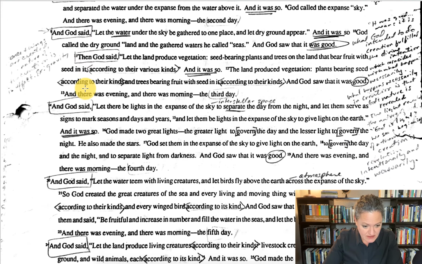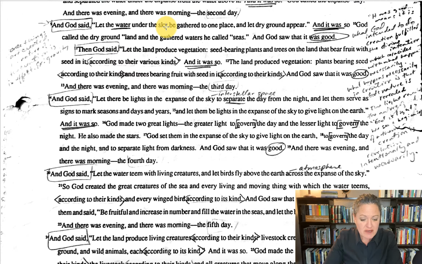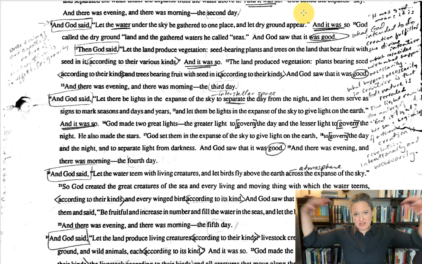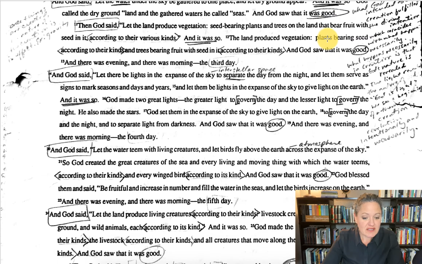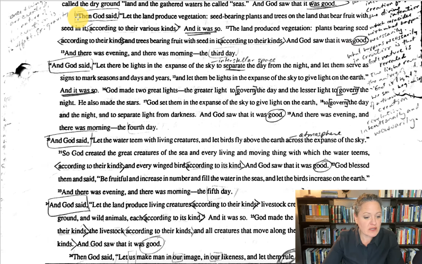And then God said, let the water under the sky be gathered to one place, and let dry ground appear. So there's the expanse, the water separating the water from the water, and now there's water, and I think here now we're on earth. It was so. God called the dry ground land, and the gathered waters he called seas. So you have the separation of land and seas. And God saw that it was good. So again, he said it, it was so, it was good. Separation. Now we're going to see some filling going on.